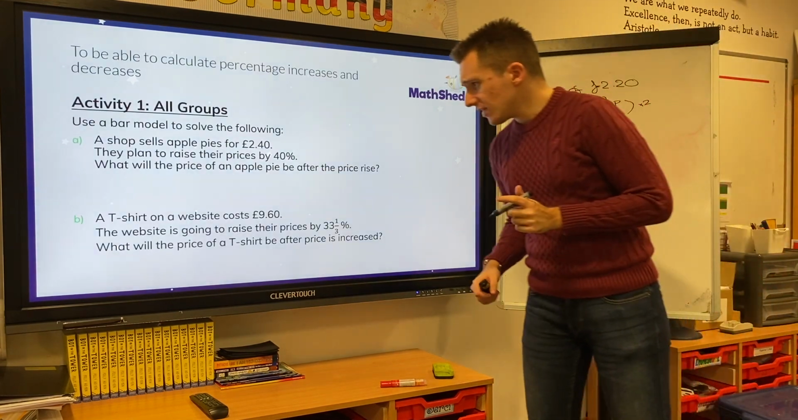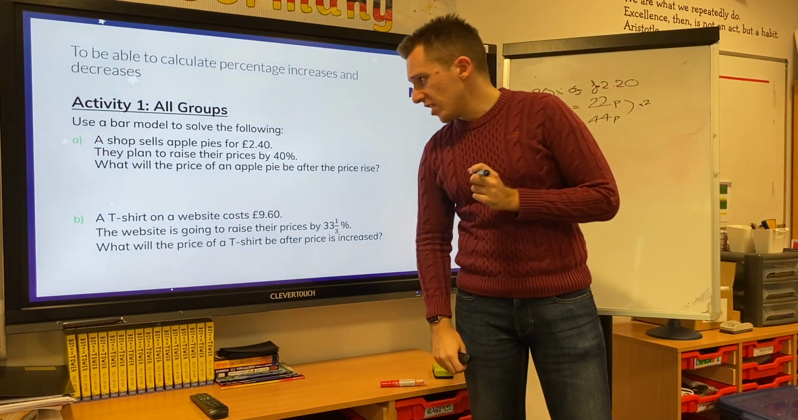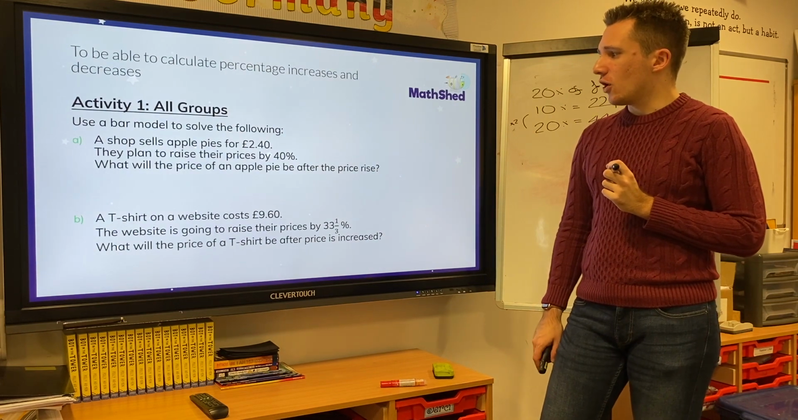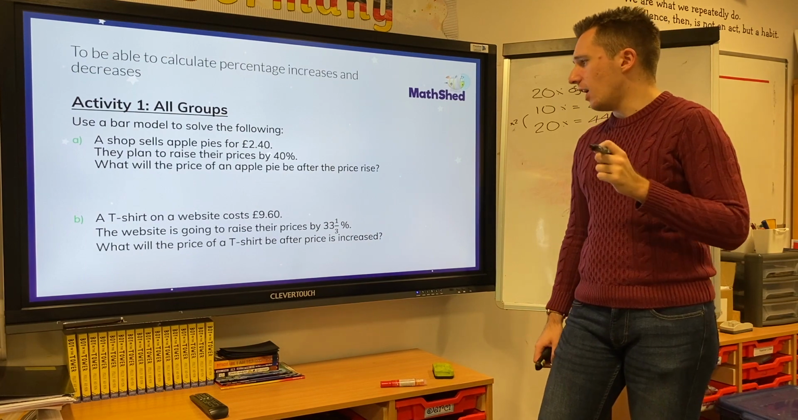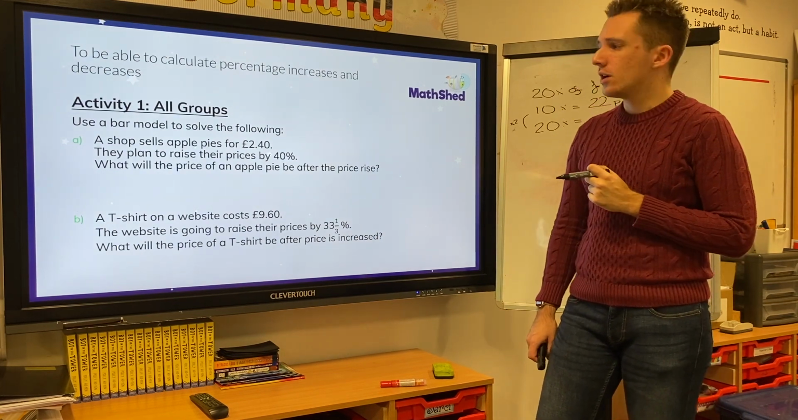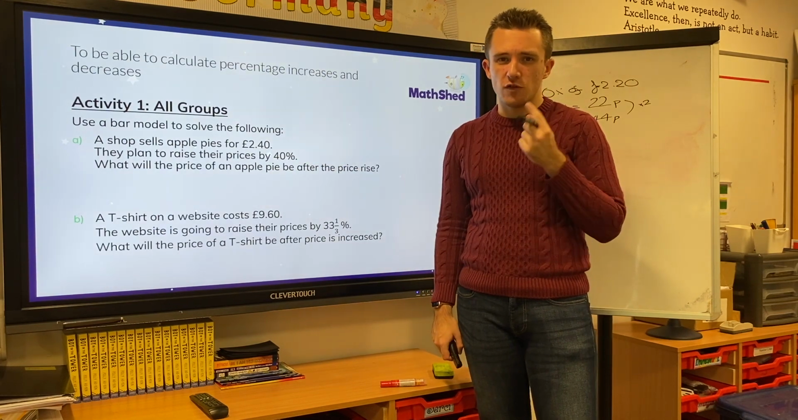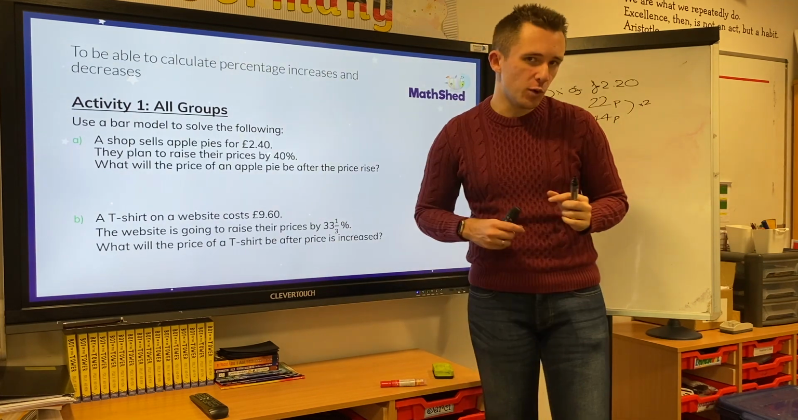Okay. Activity 1 then is aimed at all groups. Question 1. A shop sells apple pies for £2.40. They plan to raise their prices by 40%. What is the price of the pie after the price rise? So, find 40% of £2.40. When you've got that, step 2, add that to £2.40.